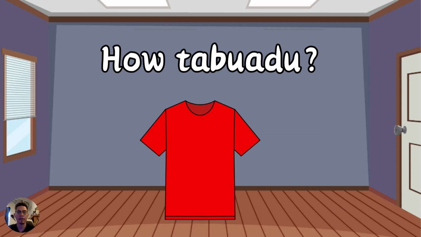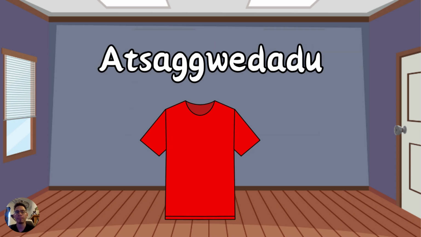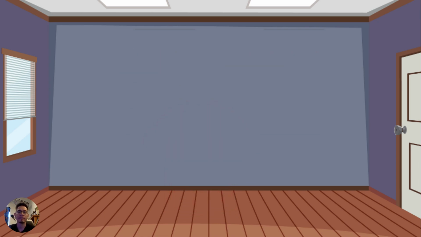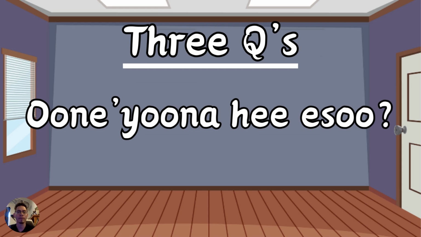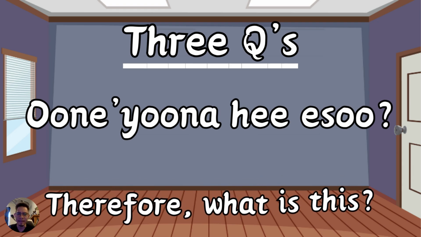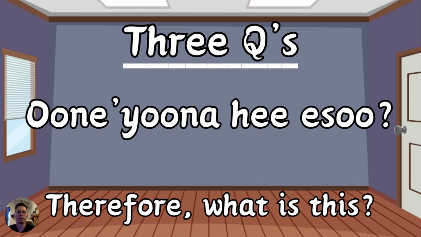Haurabuad, what color is it? Or how does it look? How is its appearance? You would say, Atsaguidad. It's colored red. Finally, that last question. Remember, uni yunahi ishu. Therefore, what is this? All together now, what is this? So we want to say now, this is a red shirt.